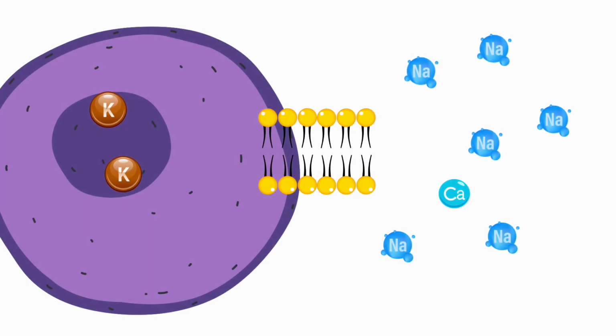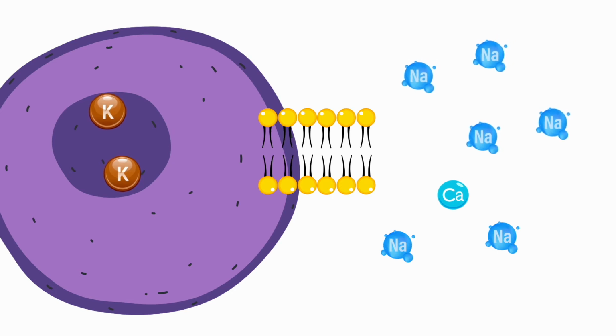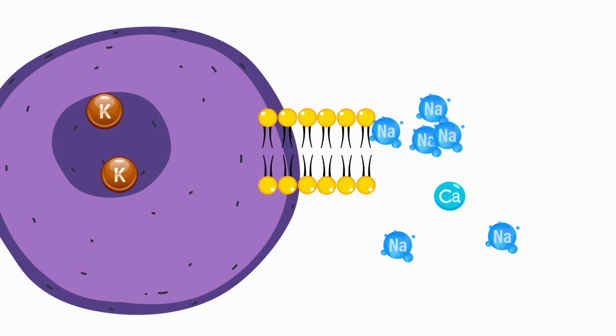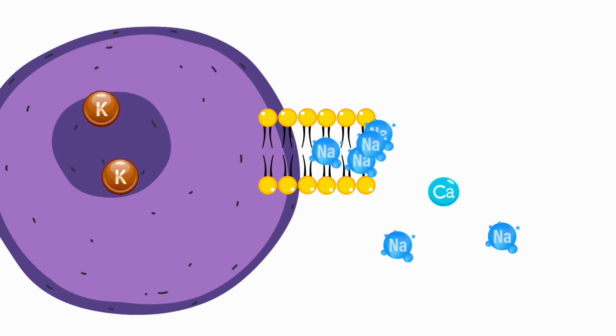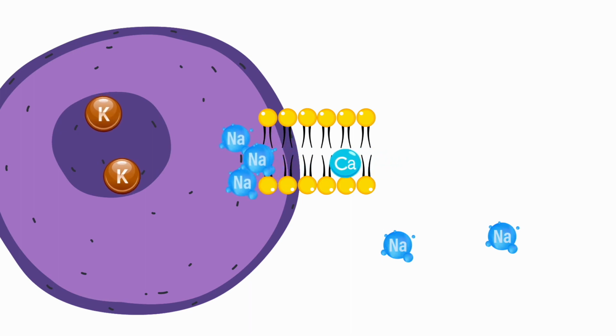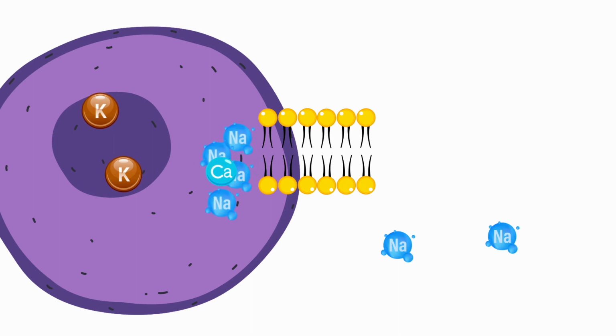The sodium is naturally higher outside the cell than it is inside the cell. Therefore, sodium wants to passively move from extracellular to intracellular fluid. Along with that, calcium can increase within the cell and turn on different pathways. These pathways, such as apoptosis, can lead to cell death.